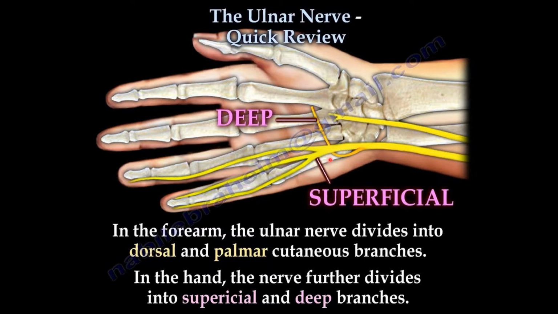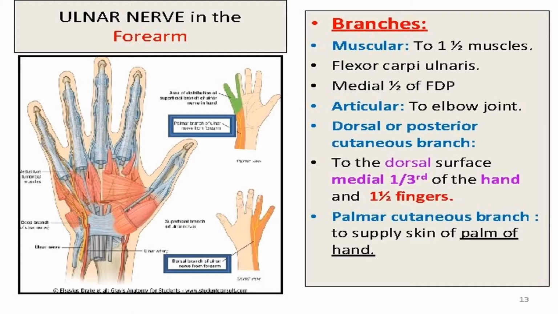Okay, so this is the deep branch of the ulnar nerve, which supplies the muscles of the hand, as I told you previously. And this is the superficial branch, which supplies sensation to the medial 1.5 digits. Okay, so the ulnar nerve has a dorsal cutaneous branch. It supplies the dorsal surface of the medial third of the hand and 1.5 fingers.